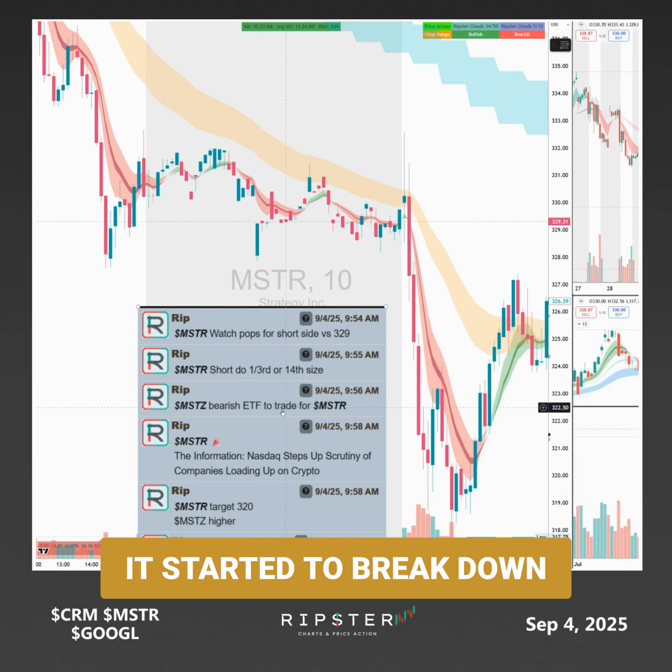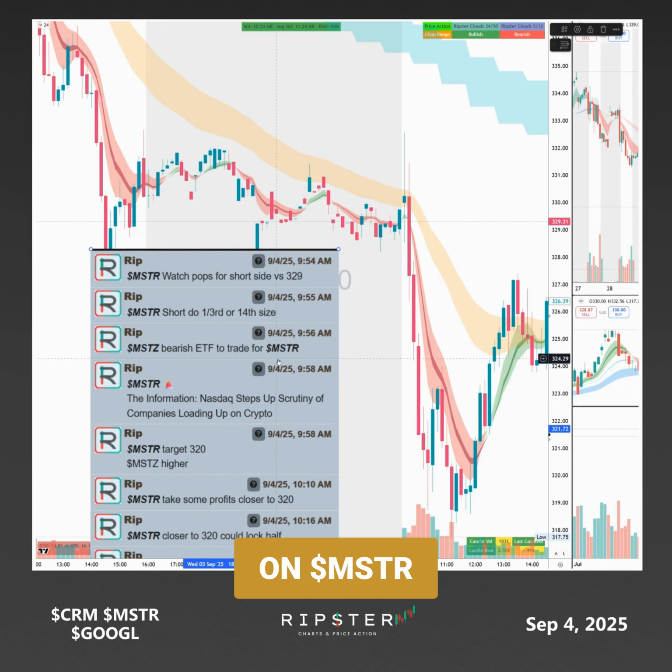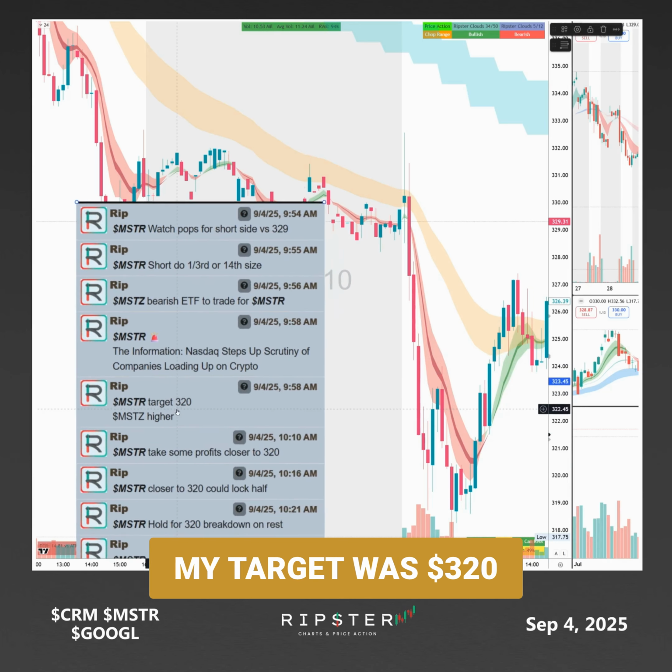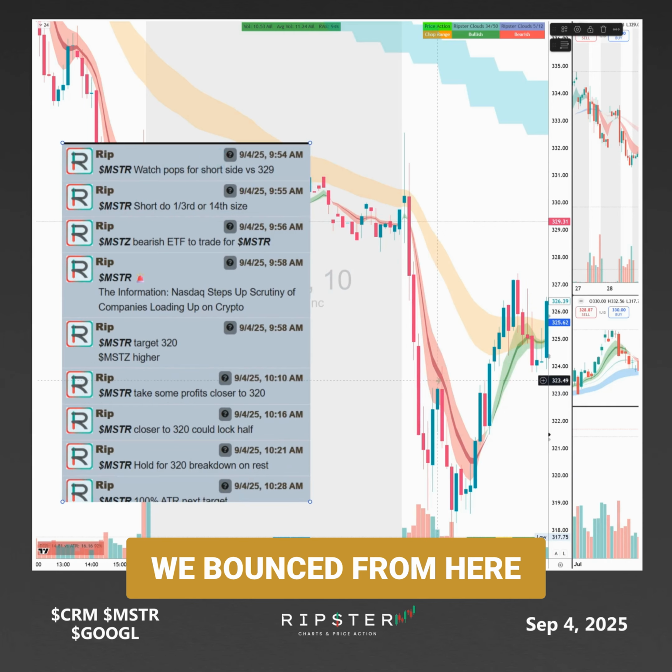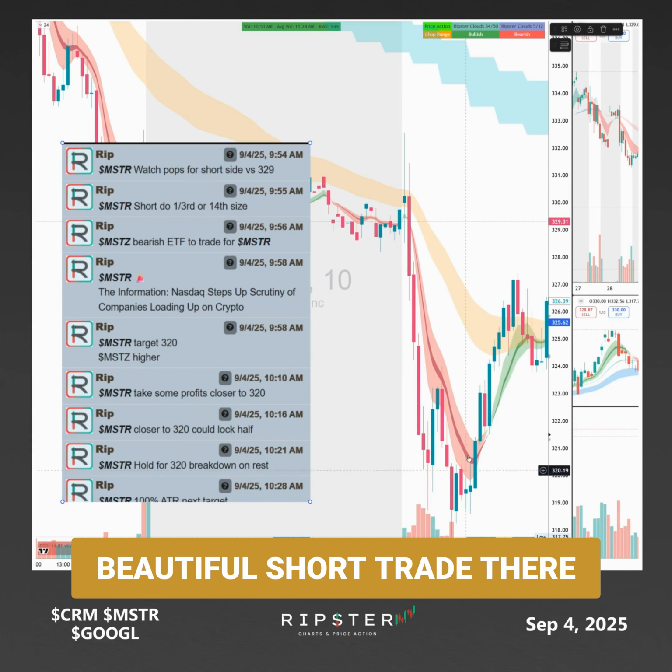As soon as it started to break down, I told the traders to trade the bearish ETF on MSTR, which is MSTZ. My target was 320. We hit our 320 target. We bounced from here, again rejected. We hit our 90 target. Beautiful short trade there. That was all $6 to $7 per share profit, 100% on the puts.